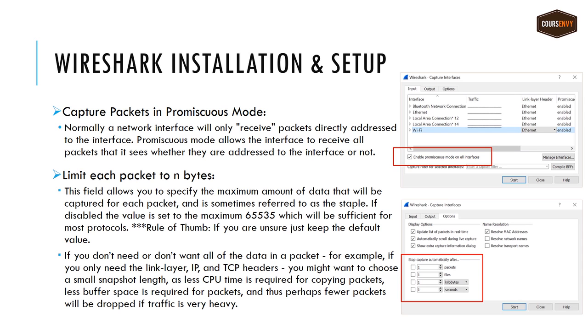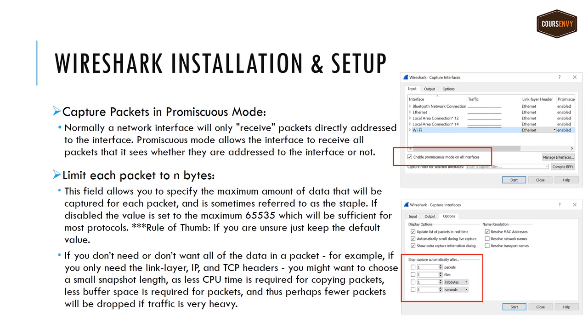The next option is limit each packet to a number of bytes. This field allows you to specify the max amount of data that you'll capture in each packet. Sometimes you'll hear people reference it as the snaplen. Basically, if you don't checkmark this, the maximum it will be set at is 65535, which is really sufficient for most protocols. And remember my rule of thumb: if you're unsure, leave it at the default value.